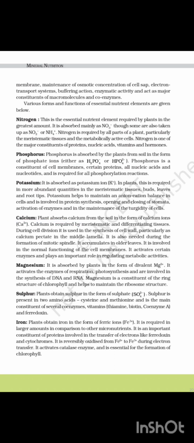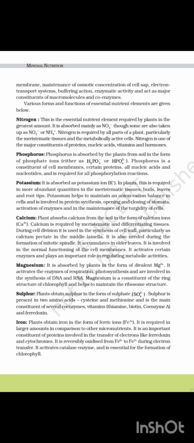Calcium. Plants absorb calcium from the soil in the form of calcium ions. Calcium is required by meristematic and differentiating tissues. During cell division, it is used in the synthesis of cell wall, particularly as calcium pectate in the middle lamella. It is also needed during the formation of the mitotic spindle.